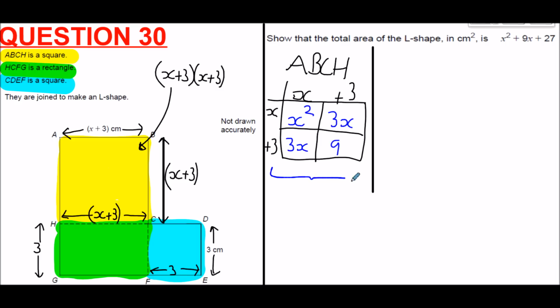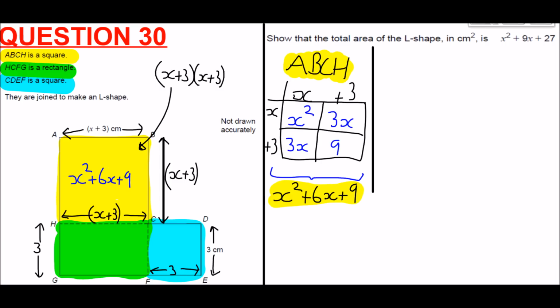And so if we just simplify all this down, we've got 1x squared. How many x's do we have? We've got 3 x's here, plus another 3 x's here. That gives us 6 x's in total, and plus 9. And so the area of ABCH is x squared plus 6x plus 9. And so if nothing else, we've got some marks for working out the area of ABCH, which is this one.